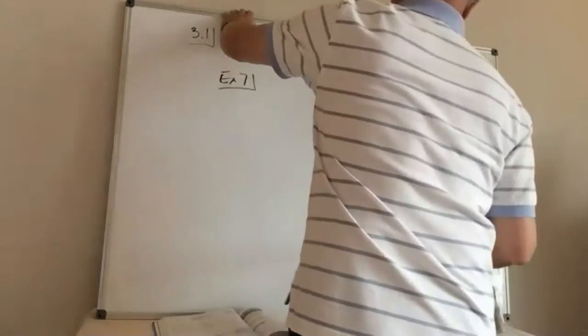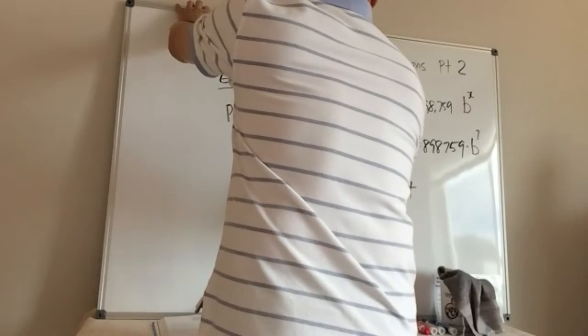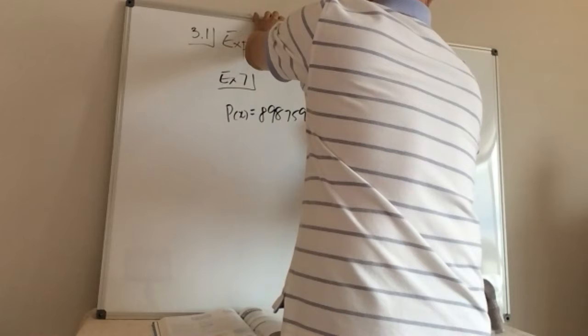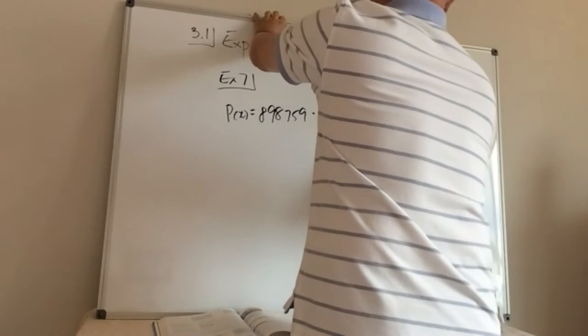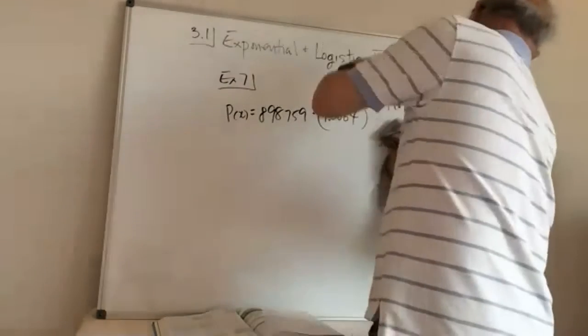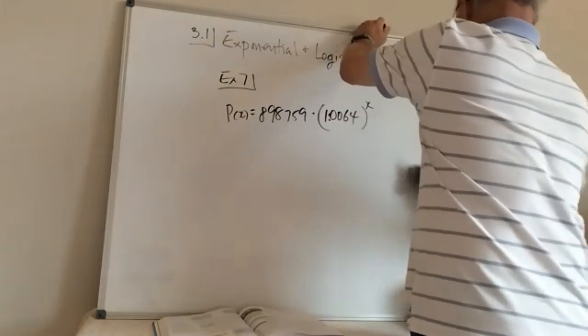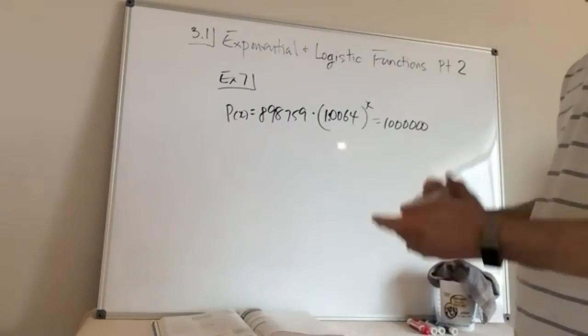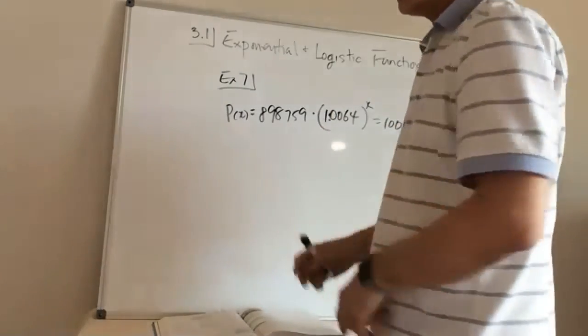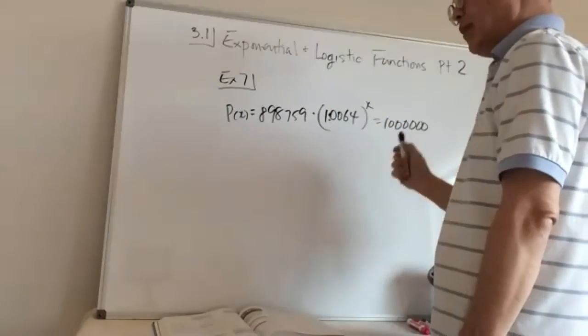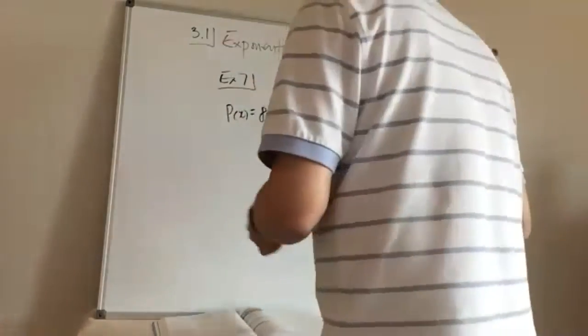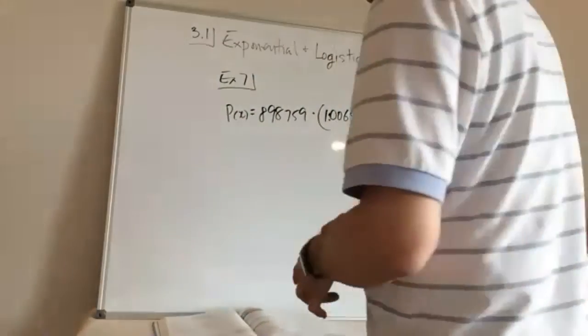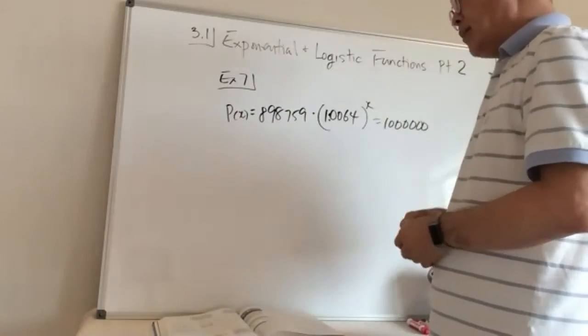Okay, so your final, not your final answer, but your final modeling is going to look like this: 898,759 times 1.0064 to the x. And the question is, when is this going to be 1 million? So you would set this to 1 million and solve for x. The way you would do this with your current knowledge is you would just graph it and find out where it meets 1 million. Shortly, in about 2 or 3 sections later, we should be able to figure this out algebraically, but we'll do that later.